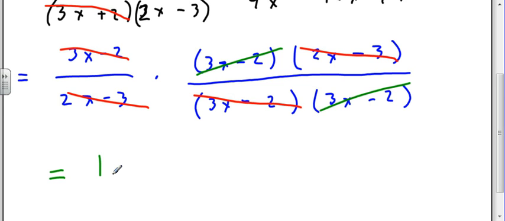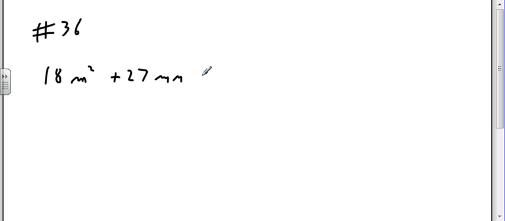Oh, well, looks like we should do 36 next. All right, well, I don't see how that guy factors right offhand. So 18m squared, 27mn, 10n squared. Do I see how the bottom guy factors right away? Maybe I do. What's 12 times 2? What's 15? 15 plus 4, right?